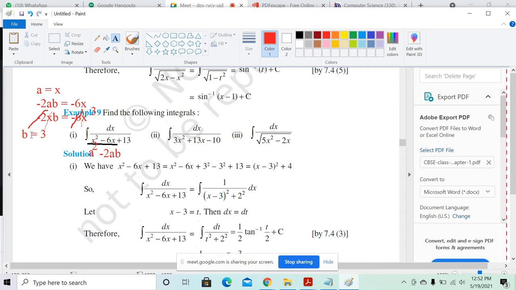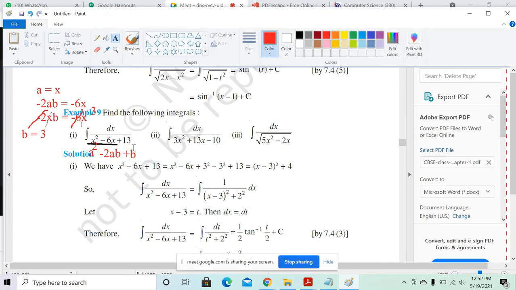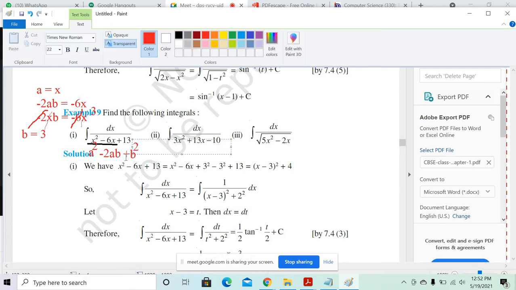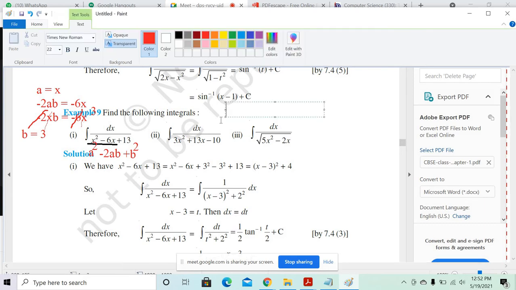B, you got 3. So what is remaining here? Plus b square, right? Then only it becomes a minus b whole square, right? Yes, sir. So b you got 3. So basically you need to add b square minus b square. Add and subtract the b square. So basically x, we can write like this.